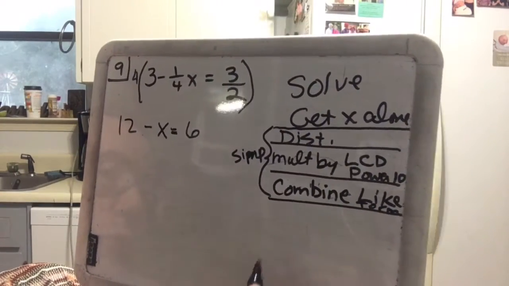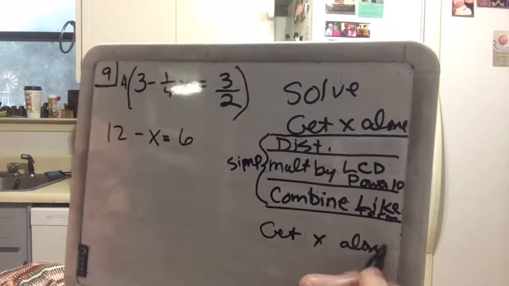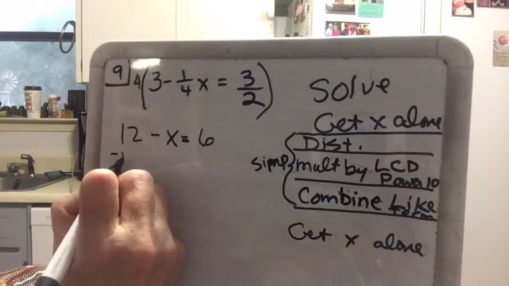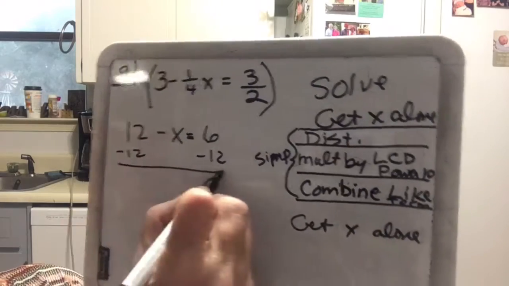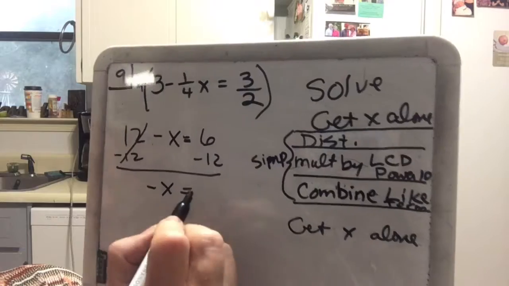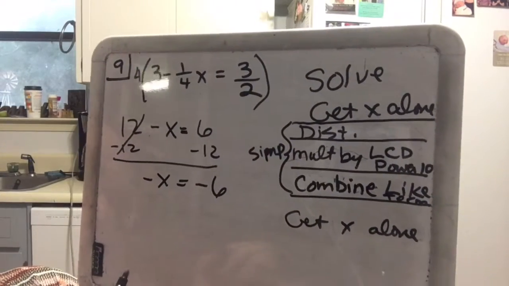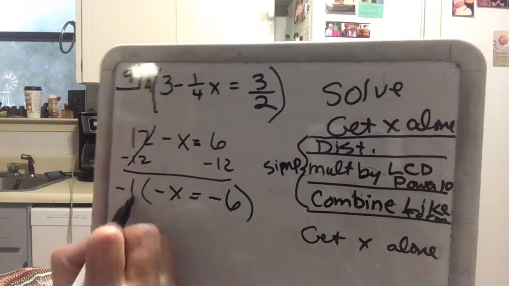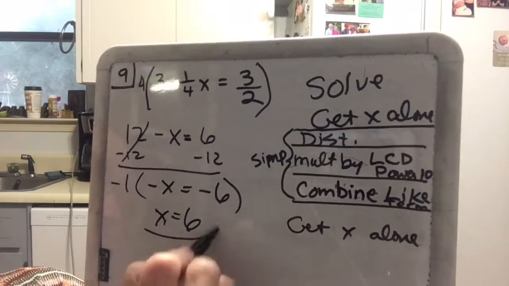And when we're solving, we're trying to get x alone. All right, so if we're going to get x alone, we're going to subtract the 12 from both sides. So now, this cancels, negative x is equal to a negative 6, but we don't want negative x, we want positive x. So we're going to multiply both sides by -1, and that's going to give me x equals 6.